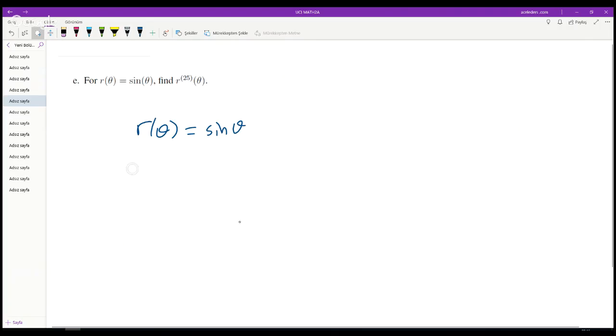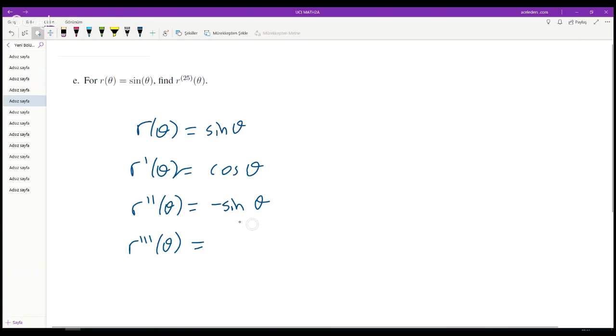R theta is sin theta. The first derivative is cos theta. The second derivative is, what is the derivative of cosine? That is minus sine. So minus sin theta. The third derivative is, okay, the derivative of minus sin is minus cos theta. And the fourth derivative is the derivative of minus cos, which is sin theta.